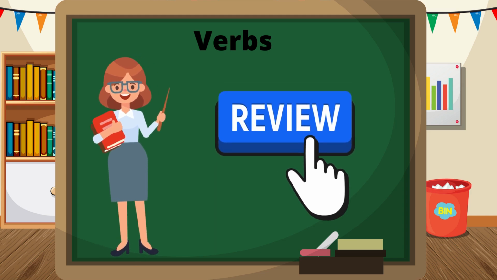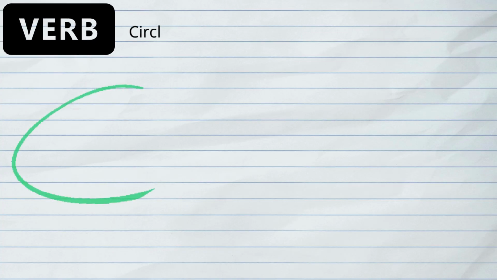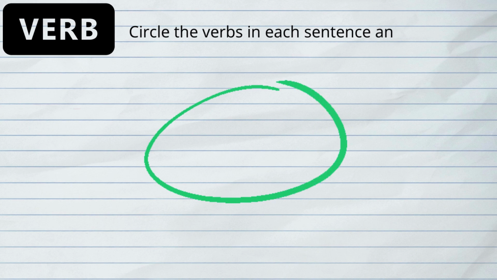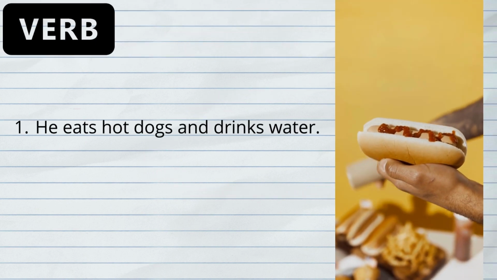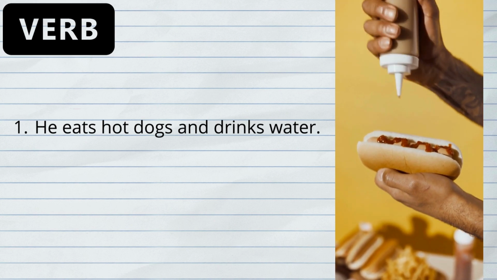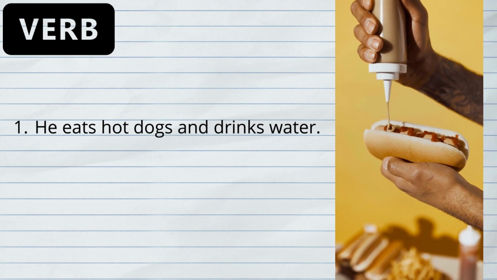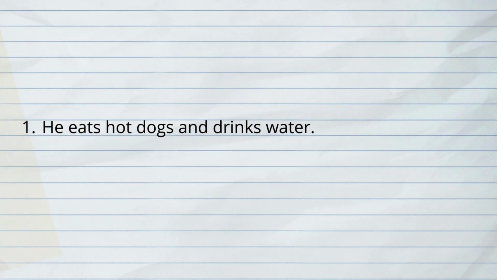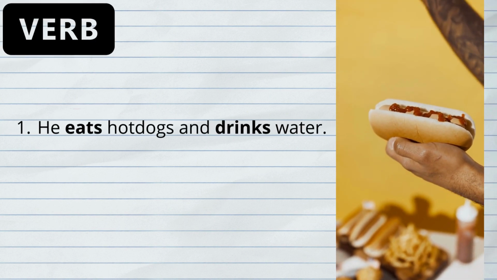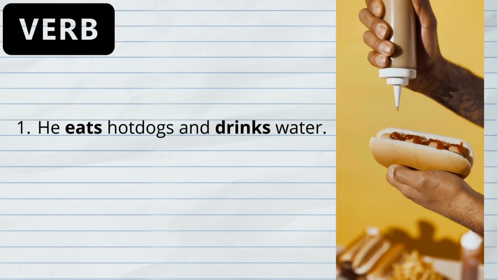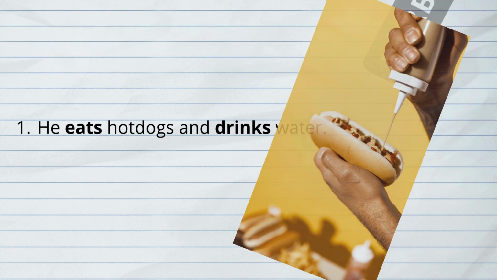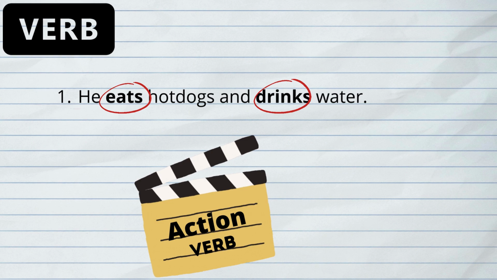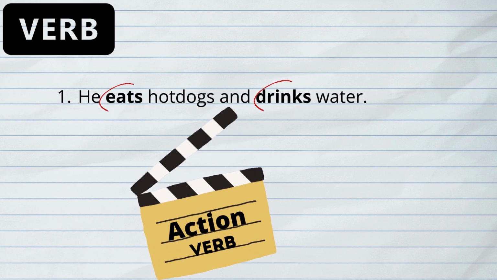Now, let's review what we've learned. Circle the verb in each sentence. List if they are action, linking, or helping verbs. He eats hot dogs and drinks water. Eats and drinks are both verbs showing what someone is doing. So what kind of verb are they? Eats and drinks are both action verbs.